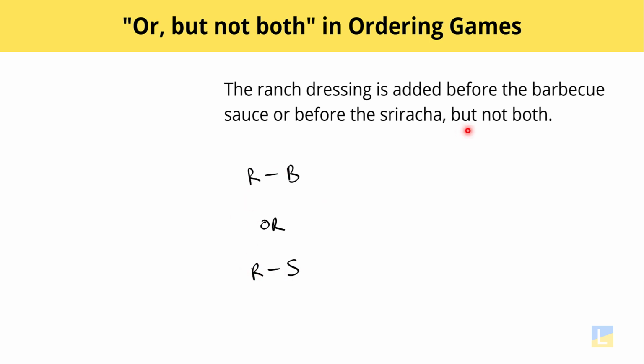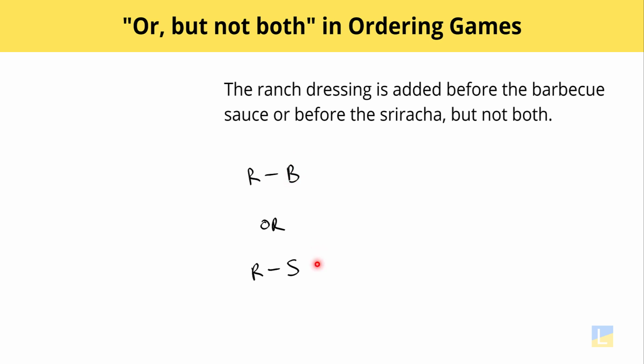But now that we have the "but not both," you can think of this "or" as now creating two mutually exclusive worlds. If we're in the R before B situation, then that means the ranch cannot come before the sriracha. And if you're in the R before S situation, then that means the R cannot come before the barbecue.